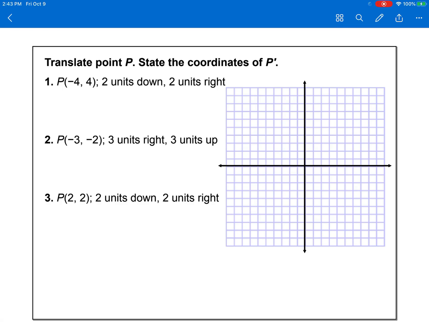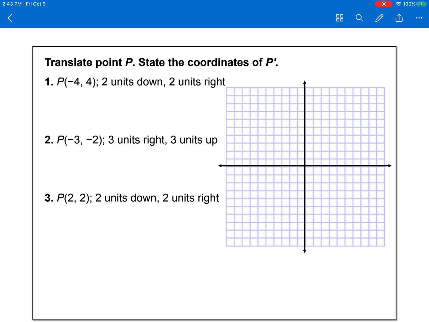Today's lesson, beginning in chapter 11, is on translations, reflections, and rotations. Sorry about that. So the first thing, we're just going to talk about translations. And we need to state the coordinates of P prime.